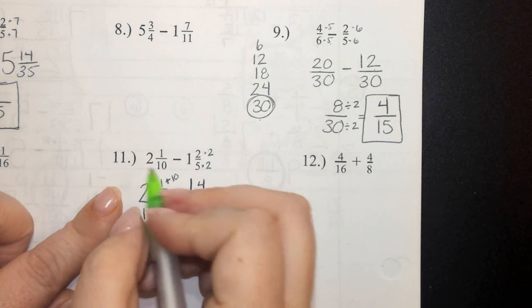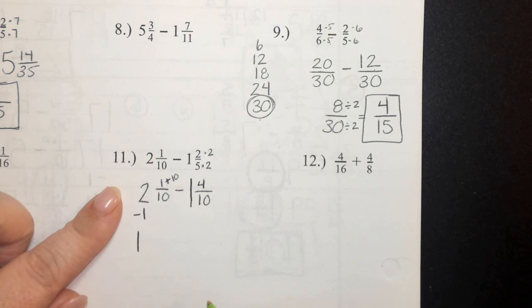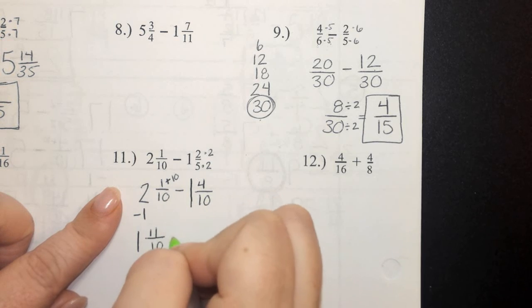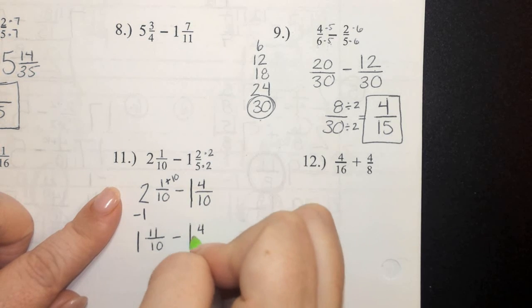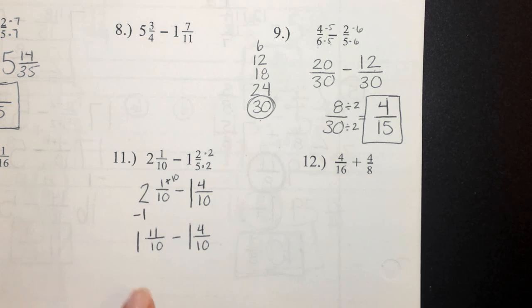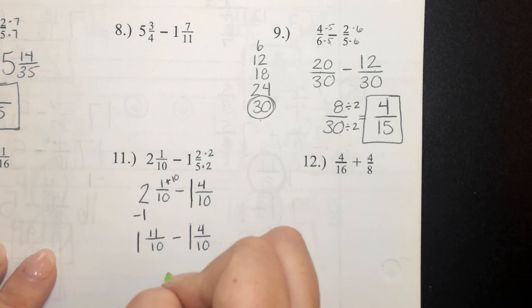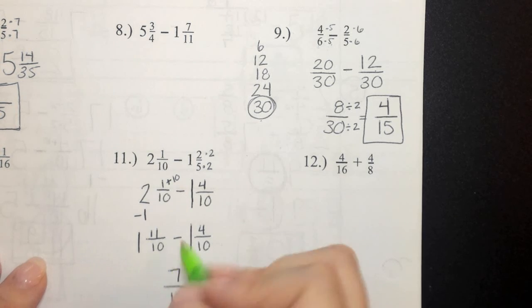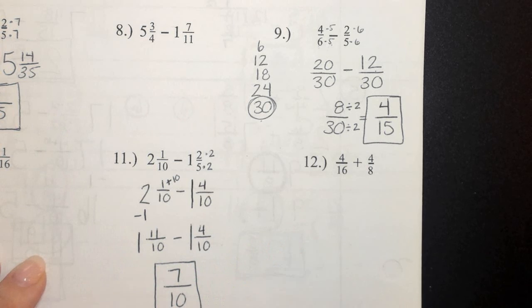Alright? 2 minus 1 is? 1. 1 plus 10 is? 11 over 10. Minus 1 and 4 over 10. Alright, 11 minus 4. What do I get there, Jeremy? 7 over 10, and 1 minus 1? 0. Do I need to write a 0 in front of a fraction? No, that would look real goofy, so I'm just going to circle that fraction because 7 and 10 will not simplify. Alright guys. That was probably one of the hardest ones on that homework sheet.